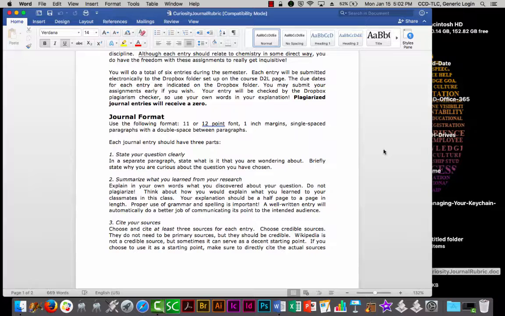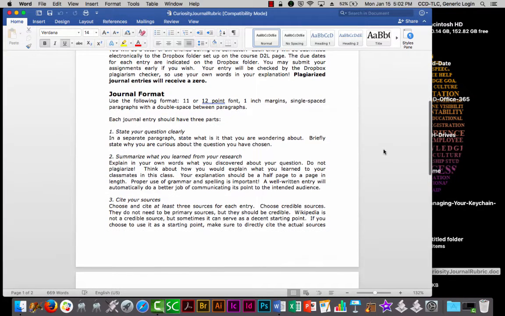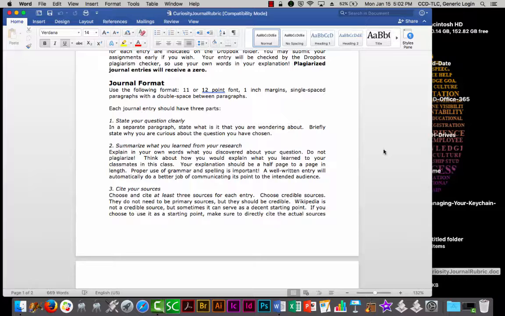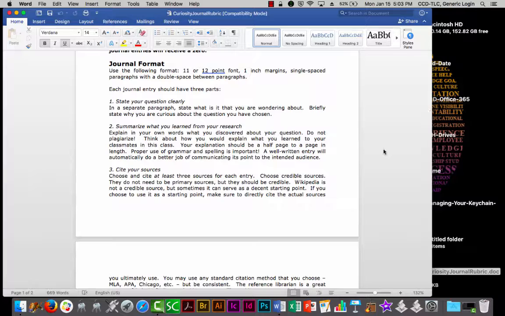Again, you'll do 7 of those. You'll submit them on the Dropbox. They are checked through turnitin.com, which is the plagiarism checker. Plagiarized journal entries receive a 0. Here's the format, and it's really important that you follow this format clearly, and if not, you lose points. You need to use 11 or 12 point font, 1-inch margins, and single-spaced paragraphs with a double space between paragraphs. So just very normal formatting.